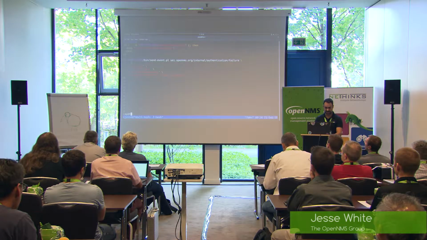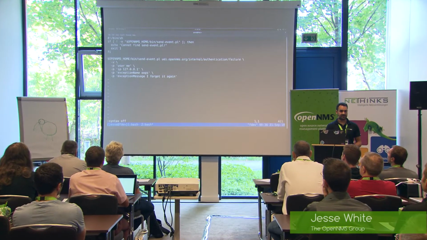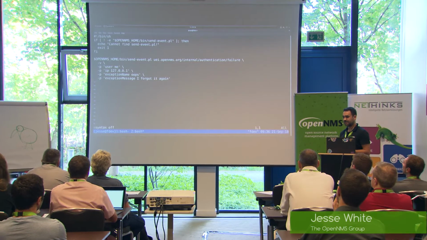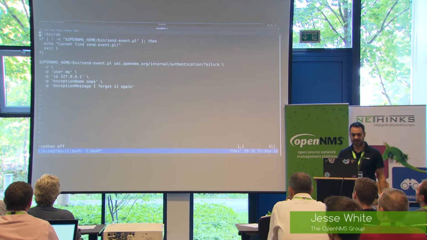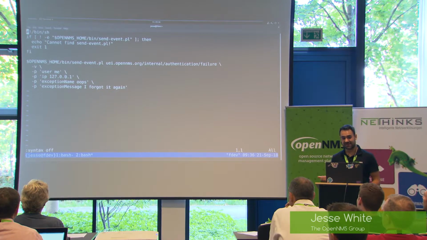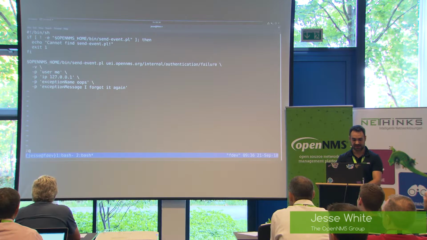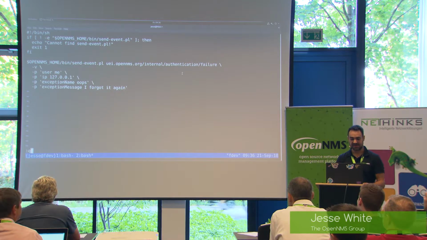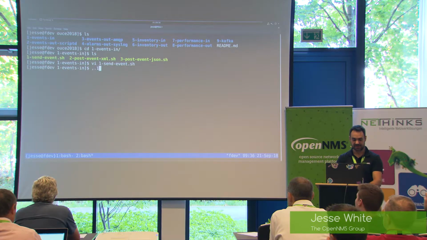Maybe turn syntax off. All right, so you may already be familiar with the sendEvent.pl script, used for administrating OpenNMS. The way it sends those events is via that TCP socket. So what we can do is go ahead and trigger the script. It'll send the authentication failure event, and we should see that come up in the web UI.